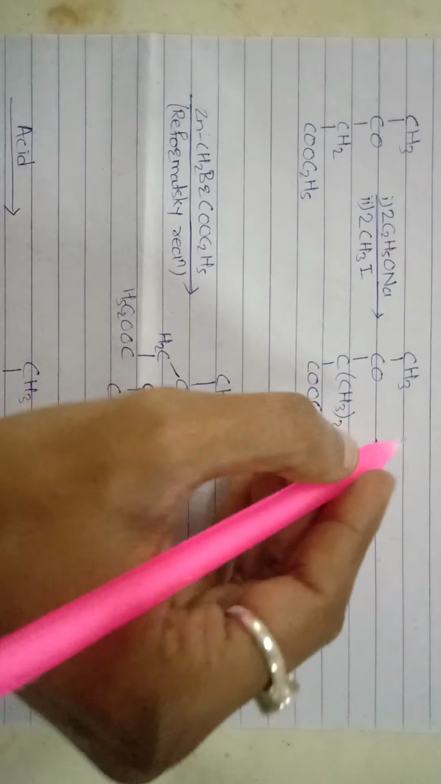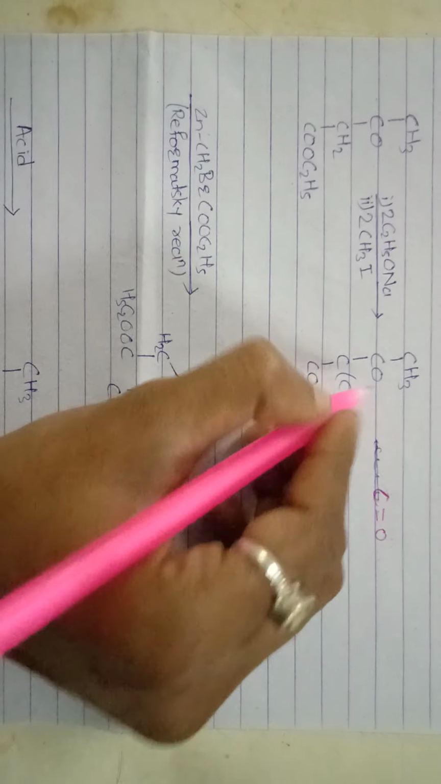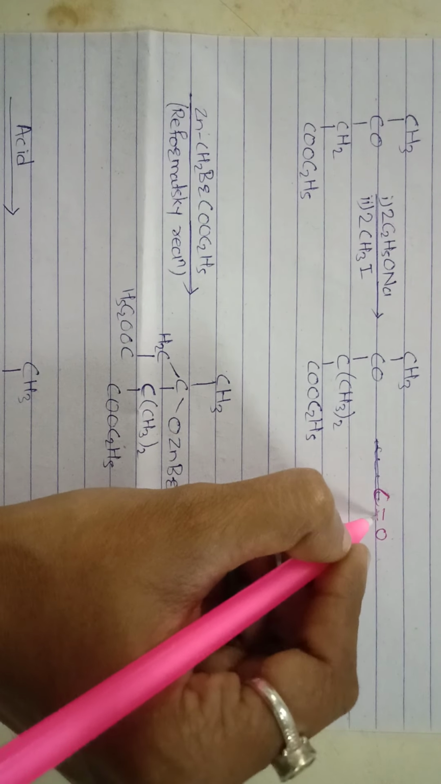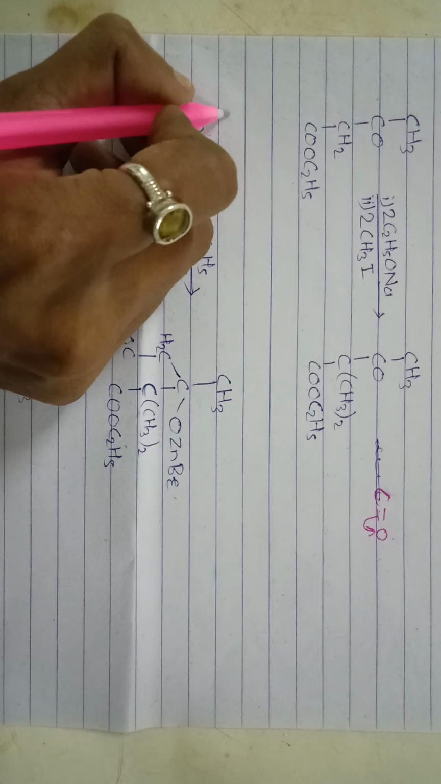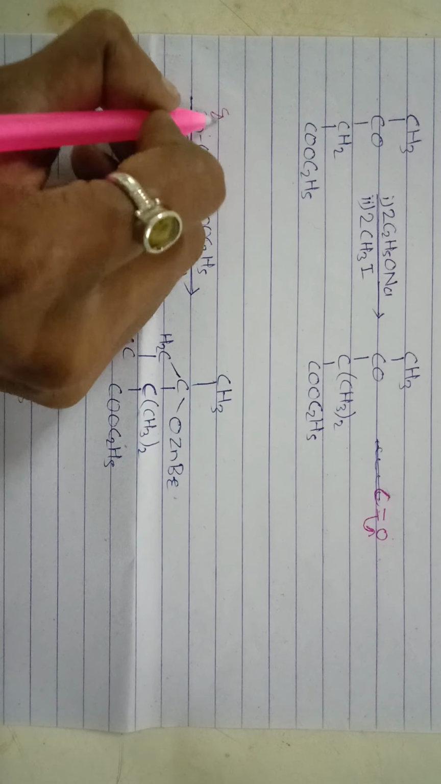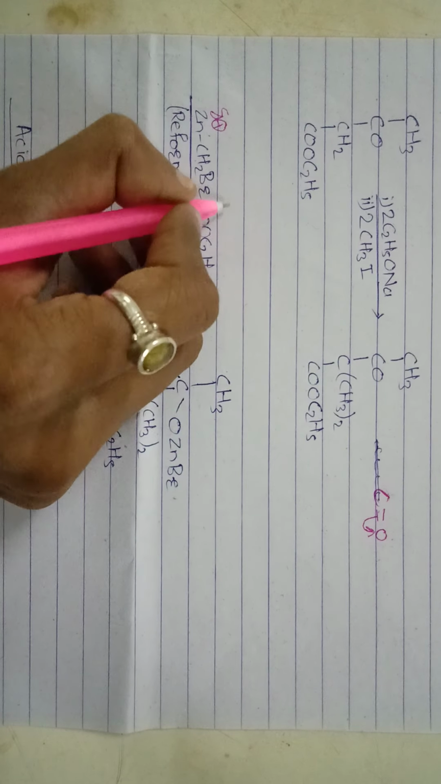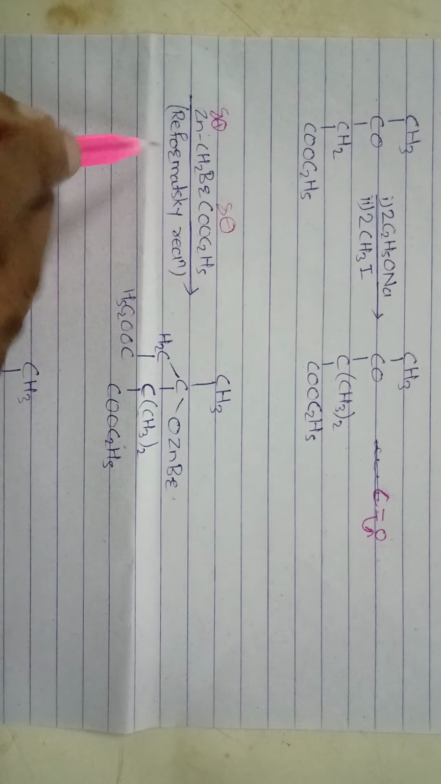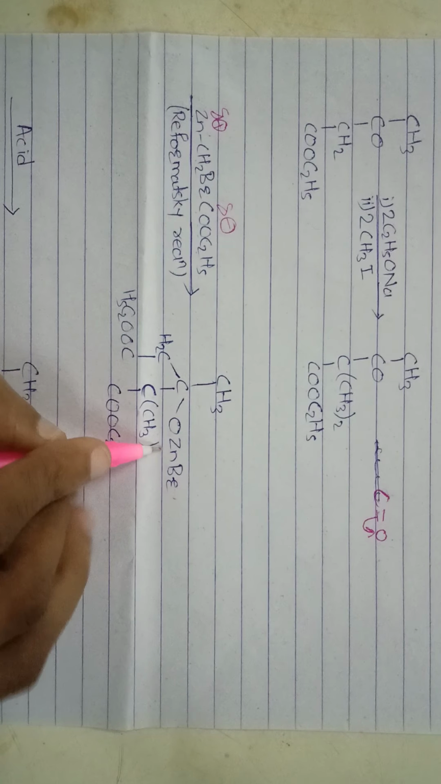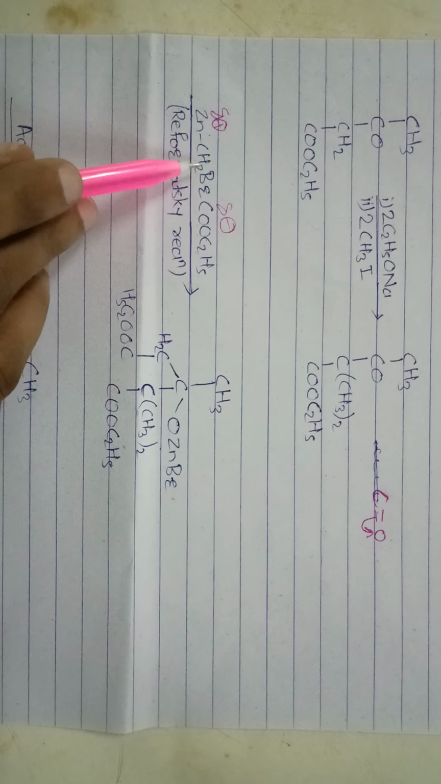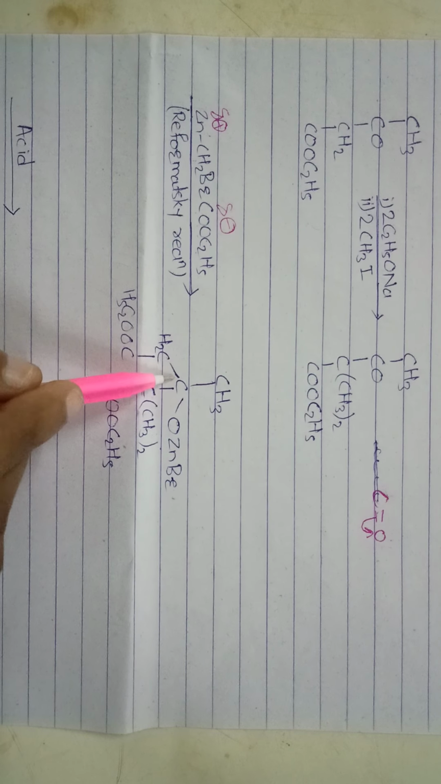Then in the next step, at this C=O double bond, the electrons move onto the oxygen atom. ZnBr has a partial positive charge and CH2COOC2H5 has a partial negative charge. Then ZnBr is attached to the oxygen atom and the methyl ethyl ester is attached to the carbon atom.